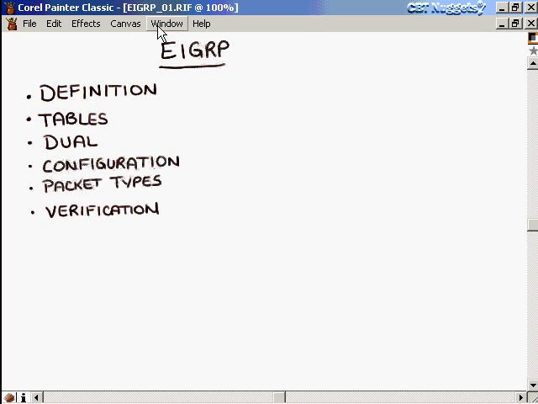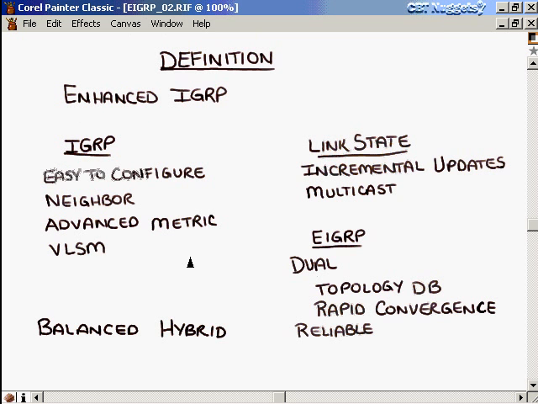As I had stated in the intro, the goal of Enhanced IGRP was to take the existing Interior Gateway Routing Protocol and allow it more scalability so that it can address larger networks. So what was done is they took the basis of IGRP, which was ease of configuration, neighbors, and the respect here was it only talked to its neighbors and it trusted what was known of the rest of the network through talking to its neighbors.